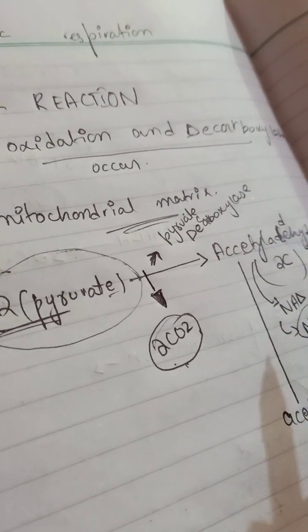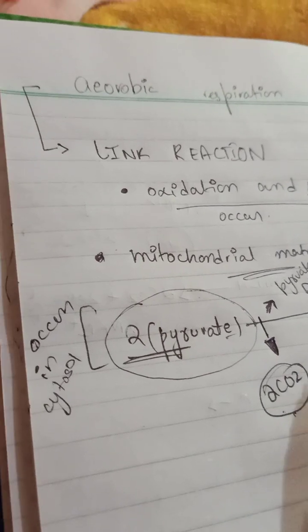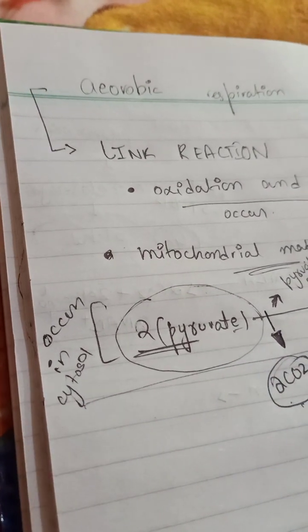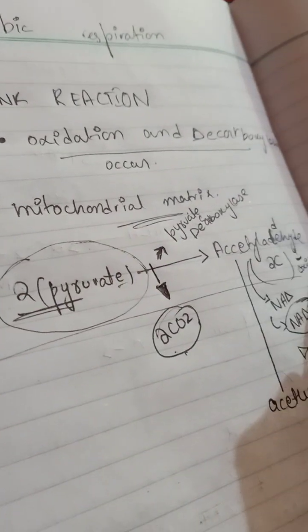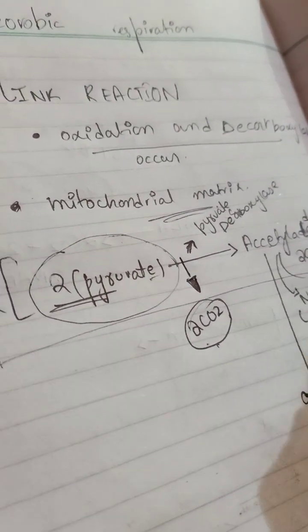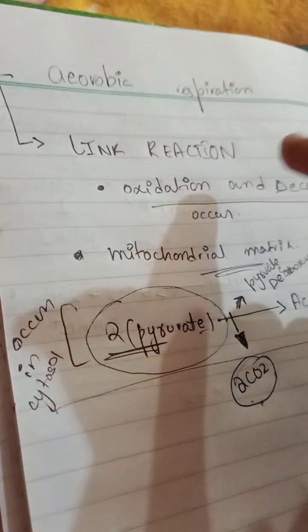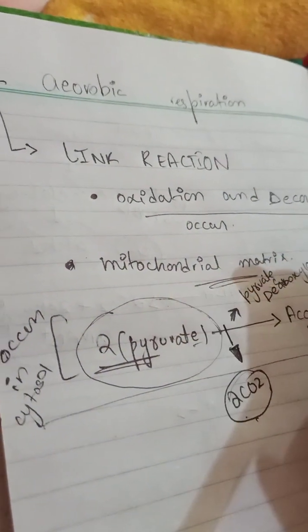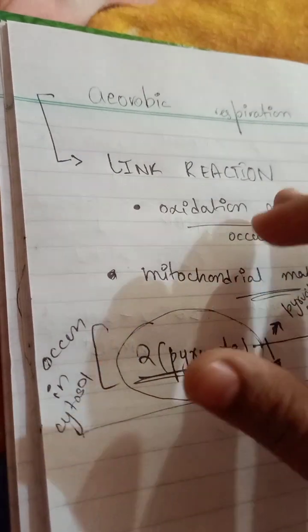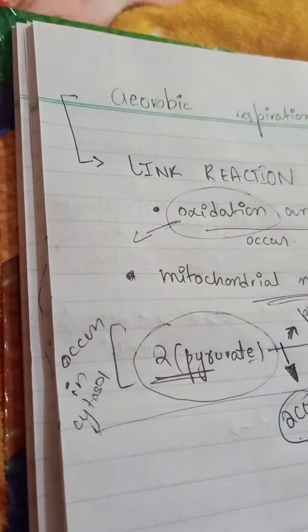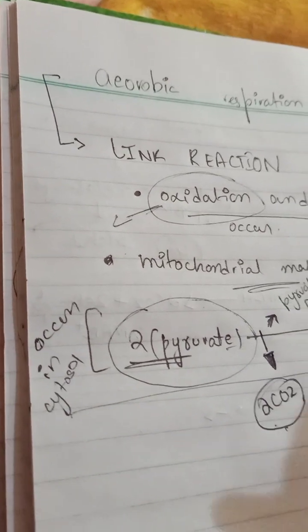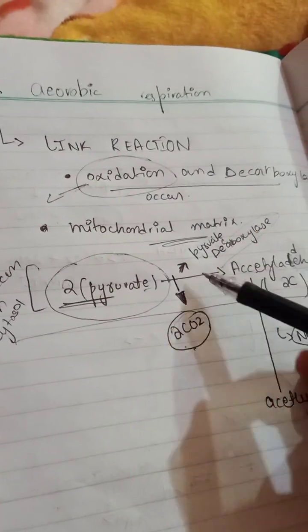After that, this process up to acetaldehyde will occur in the cytoplasm. That's why we call this oxidation and decarboxylation. We call the oxidation dehydrogenation too, plus the decarboxylation. Here the decarboxylation also occurred.